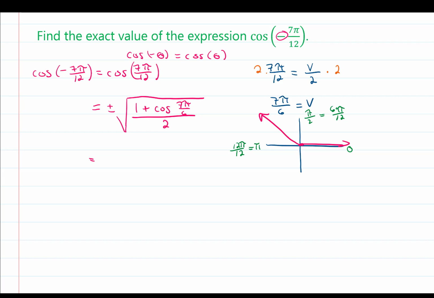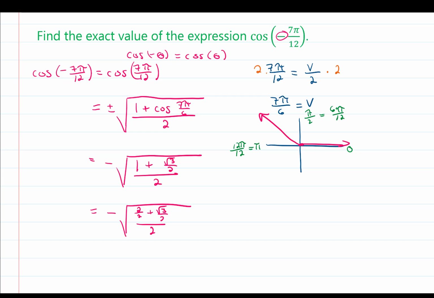So this is equal to negative square root, and now we will start the simplification process for the expression under the radical. We're going to start that by evaluating cosine of 7 pi over 6. The numerator in the expression will be 1 plus, and cosine of 7 pi over 6 is equal to negative square root of 3 over 2. And this is all over 2. Now we're not done. We need to continue to simplify. We're going to do that by combining the two terms in the numerator. So this is equal to the negative square root of 2 over 2 plus square root of 3 over 2, and this is all over 2.